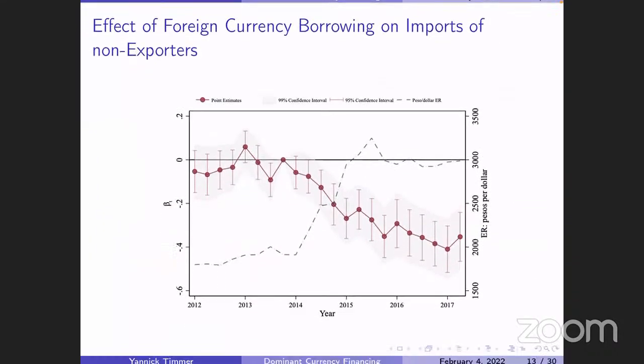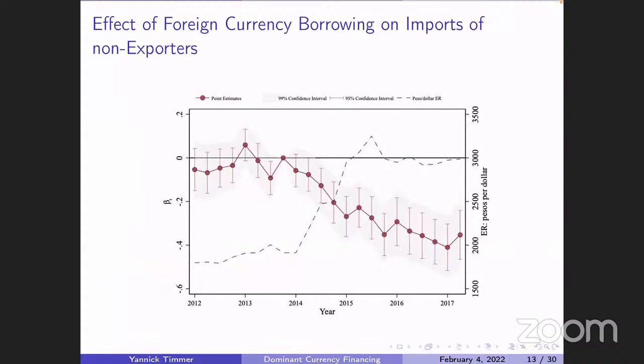So let me show you again the coefficient for each quarter. And now you can see very strongly that before the depreciation, firms with more or less foreign currency borrowing did not have a different amount of importing before the depreciation. But when the depreciation hit, you can see that firms that were borrowing more in foreign currency reduced their imports strongly relative to firms that had less foreign currency borrowing.